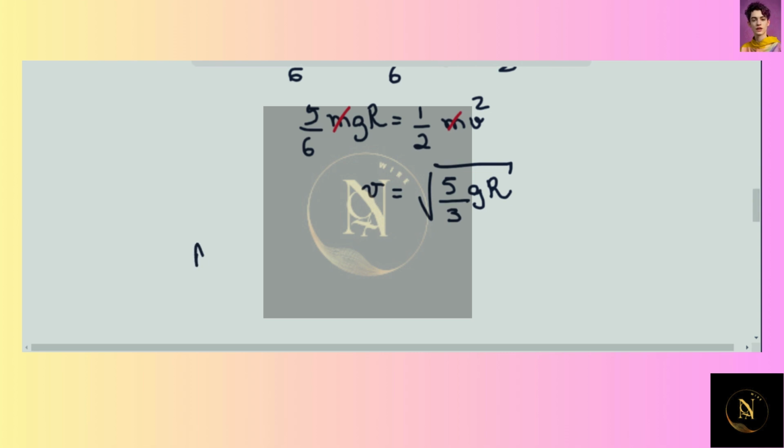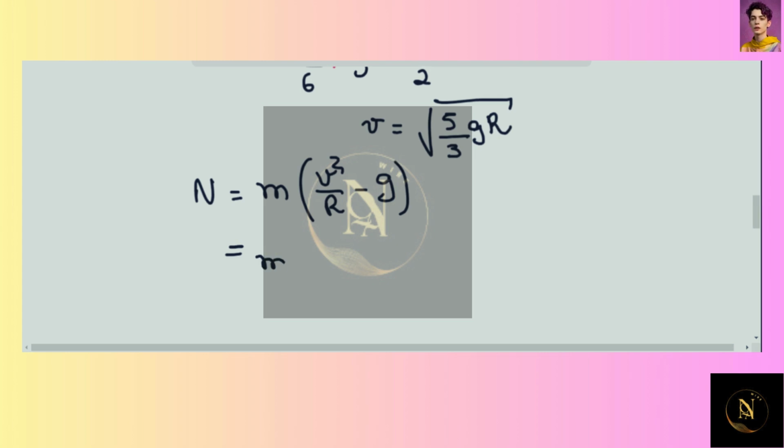Okay, so the normal force is v squared over r minus g. Now v squared over r is 5g over 3. So this is 2/3 of g.